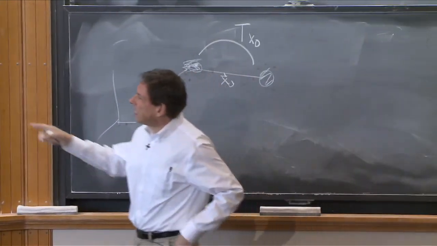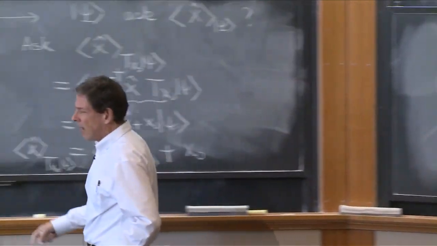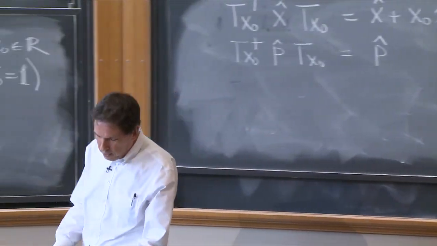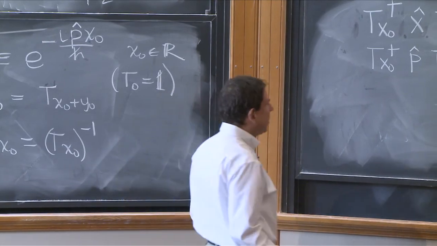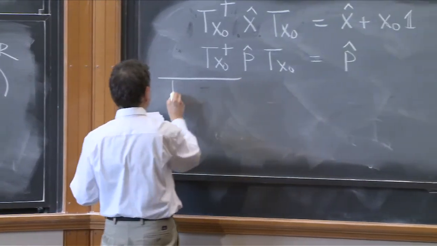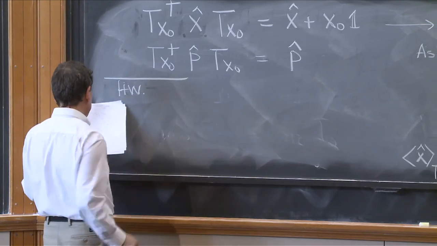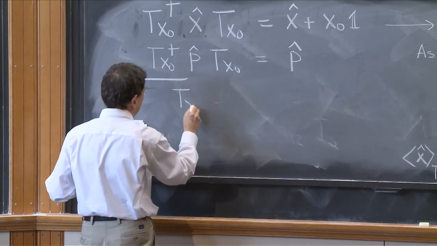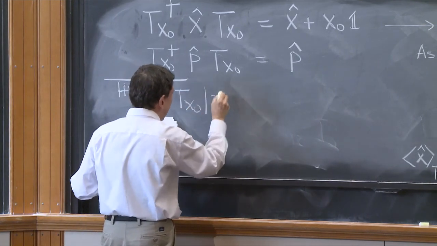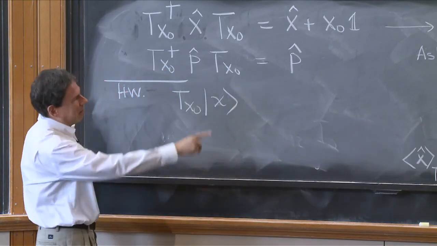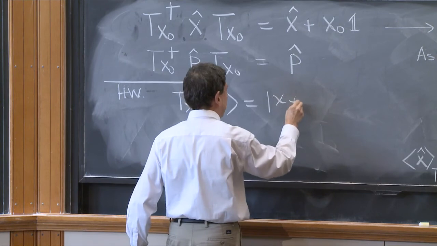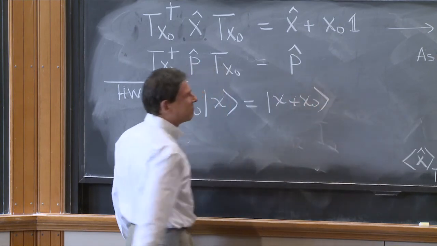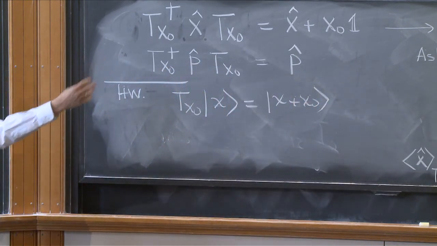So that's physically why these things are relevant. A couple of other things you've shown in the homework, and you could retry doing them, is that Tx0 on the x state, by this intuition, it should be the x plus x0 state. It moves the state to the right.